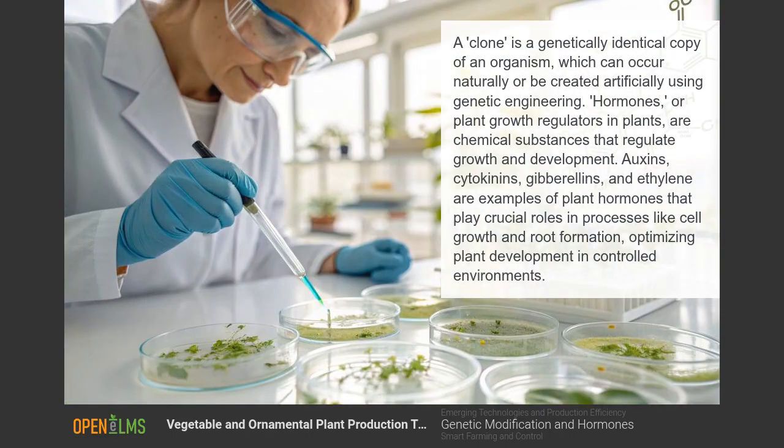A clone is a genetically identical copy of an organism, which can occur naturally or be created artificially using genetic engineering. Hormones, or plant growth regulators in plants, are chemical substances that regulate growth and development. Auxins, cytokinins, gibberellins, and ethylene are examples of plant hormones that play crucial roles in processes like cell growth and root formation, optimizing plant development in controlled environments.